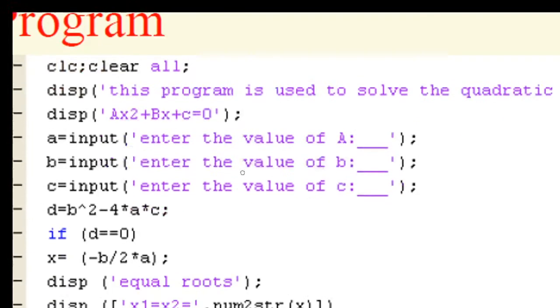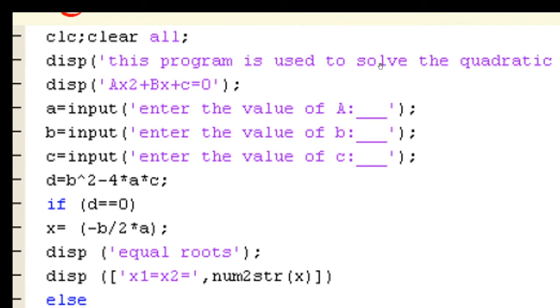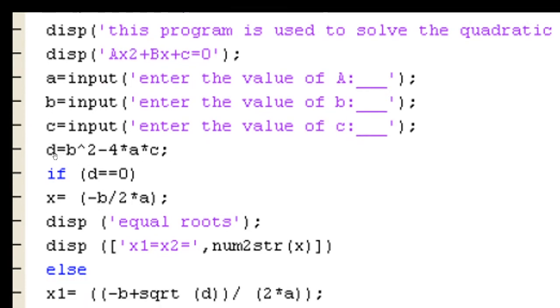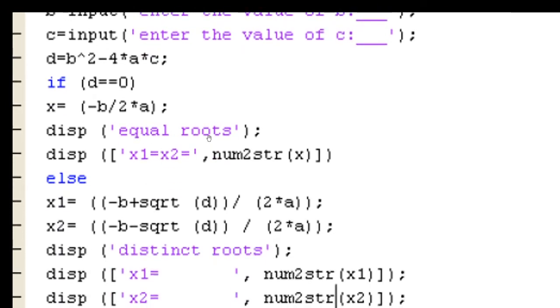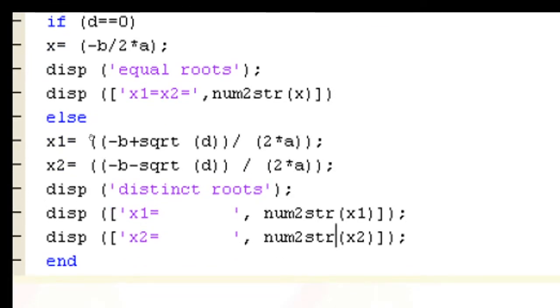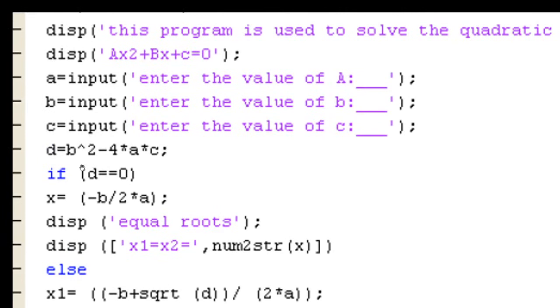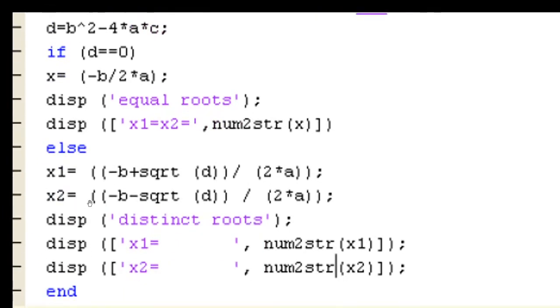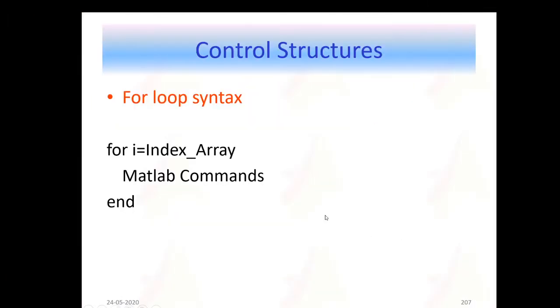So the first line is clear all, and this is just for understanding: ax square plus bx plus c. Then I'm getting the 3 values and computing the d value. If d is exactly 0, we calculate x, the equal roots, where x1 equals x2. Else, I'm using the if else end. Else means you calculate x1 and x2, the distinct roots, and I am displaying the values. Okay, so this is for this one.